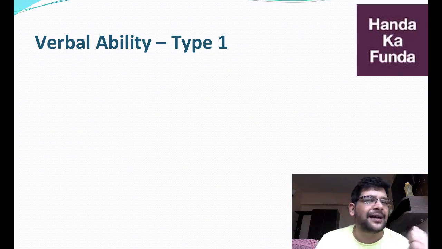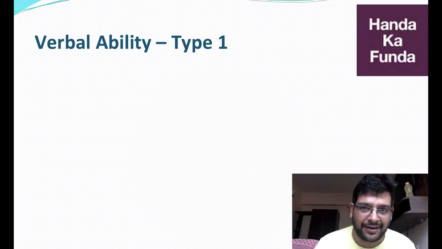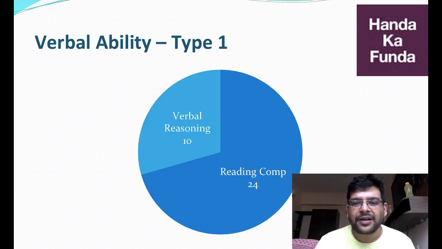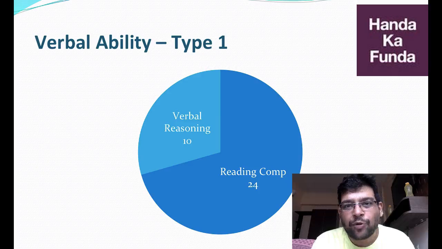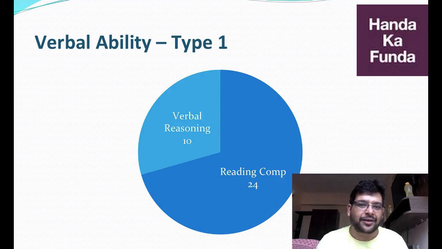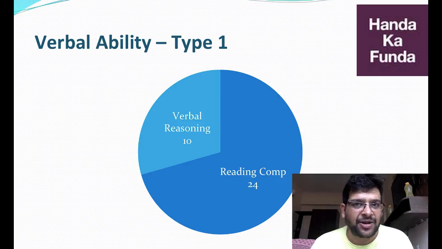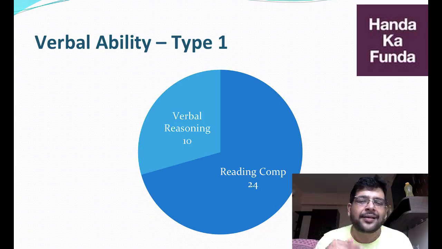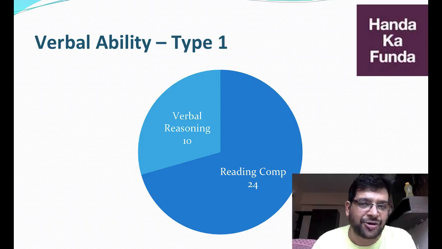Now, this is one part that I'm a little bit confused about, considering what happened last year. If you look at last year's paper, the only thing that was asked was reading comprehension, which had 24 questions, and verbal reasoning, which had 10 questions. Now, what is verbal reasoning? Verbal reasoning could include stuff like parajumbles, where you are given a set of sentences and you have to find out what order they should be in.